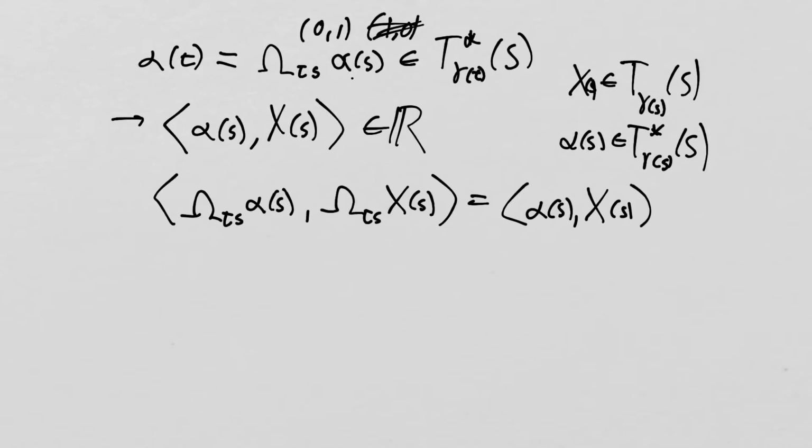So what this is telling me is that I take a vector at S and I parallel transport it to T, and I take a covector at S and I parallel transport it to T. If I take the inner product of those two parallel transported objects, I better get the same number as I would have gotten had I just taken the inner product in the tangent space at S. And that is our fundamental assumption about what parallelism should mean.